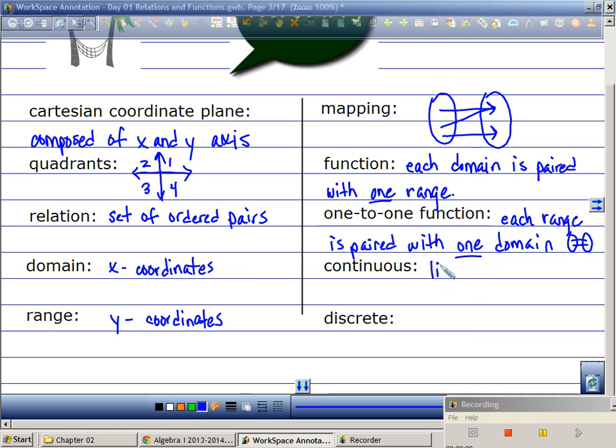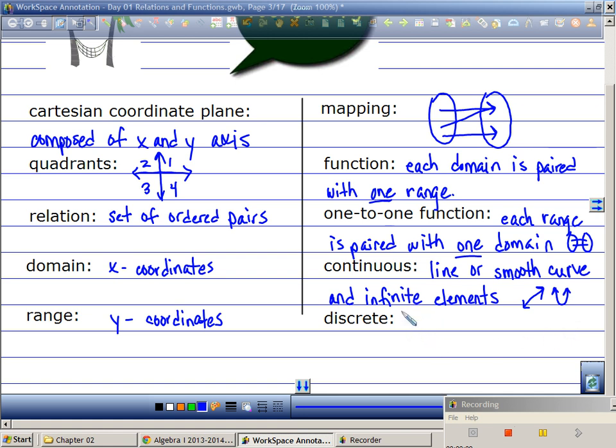Continuous means a line or smooth curve. For a relation to be continuous, it must either be a line or a smooth curve and have infinite elements. We describe infinite elements with arrows, correct? Like that, or that would be a smooth curve, a quadratic, right? With infinite elements.